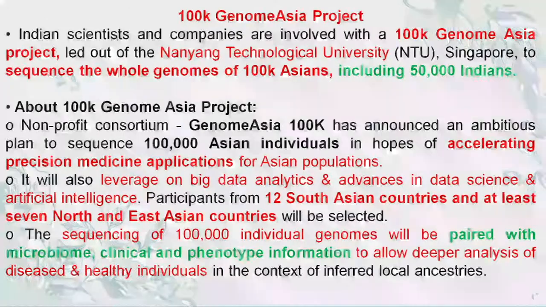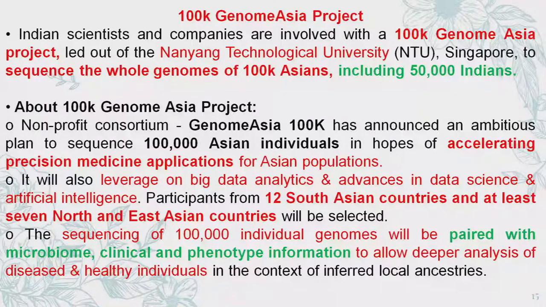Again, another one, the 100K Genome Asia Project, another breakthrough in science. Indian scientists and companies are involved with the 100K Genome Asia Project, led out of the Nanyang Technological University of Singapore, in sequencing the whole genome of 100K Asians, including 50,000 Indians, and the remaining 50,000 from other parts of Asia. So the previous one was to sequence the entire biota on earth, like plant, animal and fungal species. Here, Indian scientists with multiple corporate companies, led by the Nanyang Technological University of Singapore, are going to sequence human beings, 50,000 from India, 50,000 from other parts of Asia.